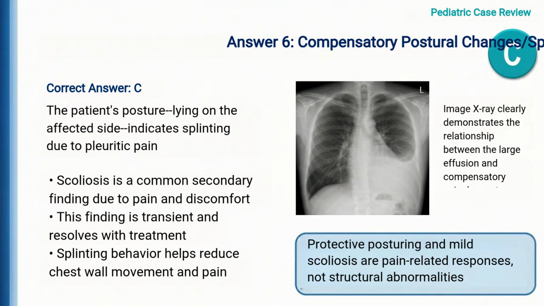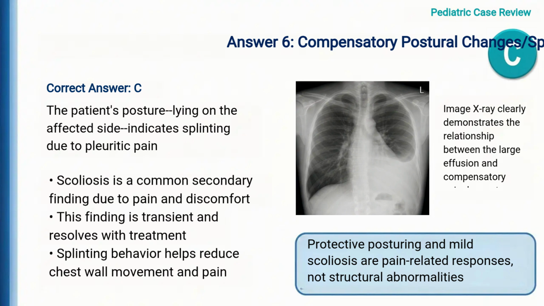When a child lies on the affected side, this is called splinting, a protective behavior that limits chest wall movement and reduces the friction and pain from inflamed pleural surfaces. Lying on the affected side compresses the pleural space and reduces painful movement. The mild scoliosis seen in this case is a common secondary finding due to pain and discomfort. It is a pain-related response, not a structural spinal abnormality, and it resolves completely once the underlying effusion is treated.